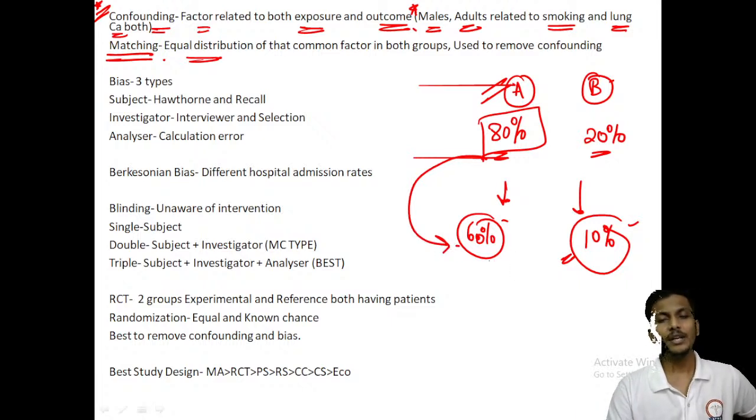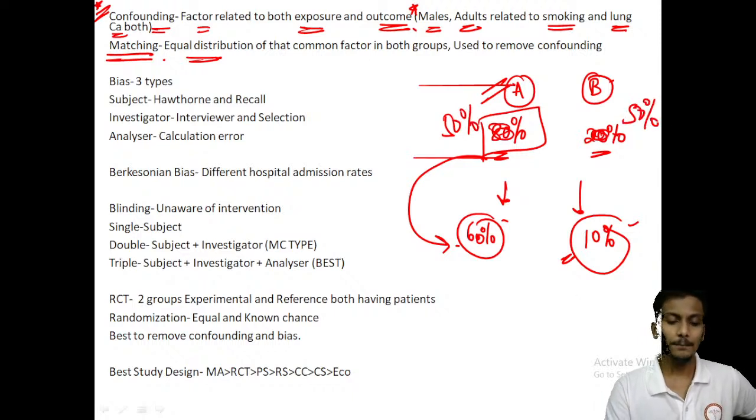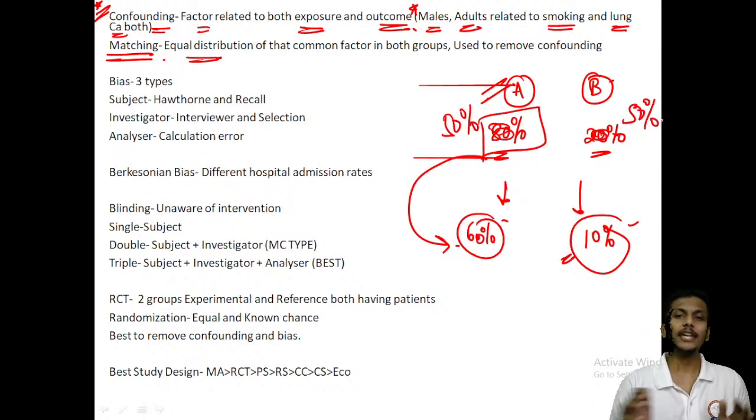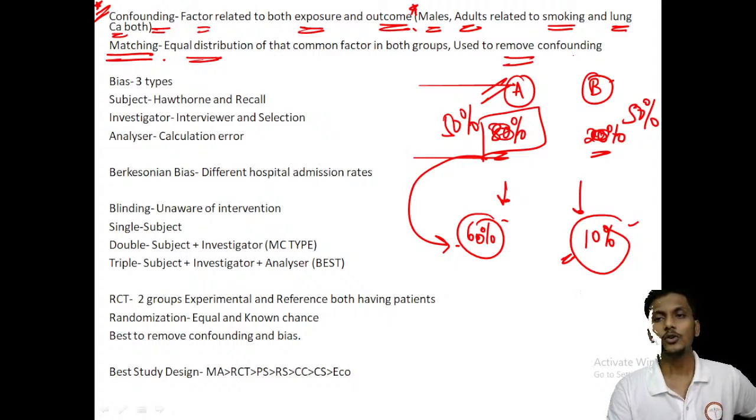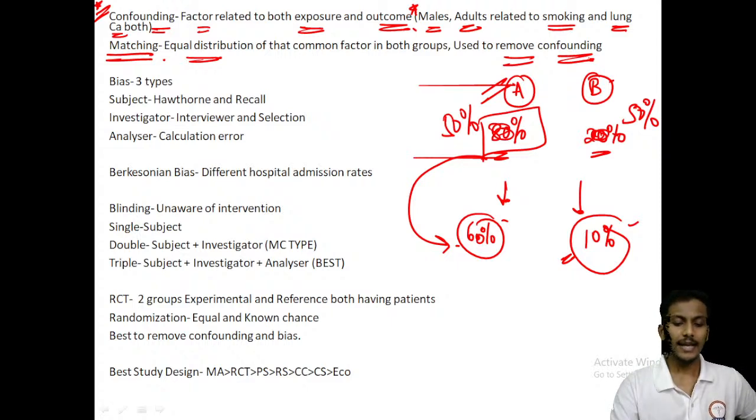So now what do we do in matching? Usually if there were 80% population in this A group of males, then we try to distribute it equally. Okay, we try to distribute it equally, that is 50% in A group and 50% in B group. This is what we do in matching, that is equal distribution of the common factor in both the groups is done, and it is used to remove confounding. Important.